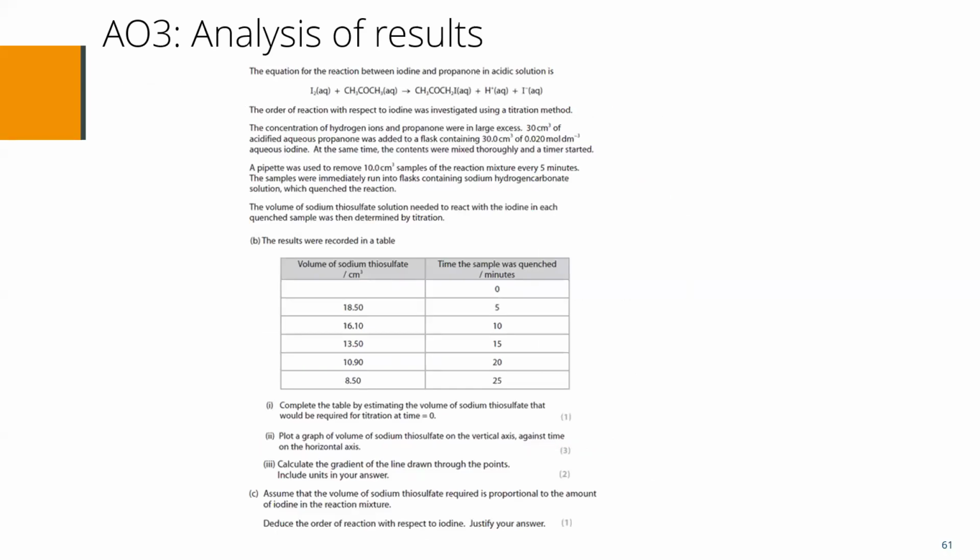There's another analysis of result question. Again, don't bother reading through the whole of this, but basically, they've got to complete the table, then they've got to plot a graph, then they've got to calculate the gradient of the graph, including units in their answer, and then they've got to assume the volume of sodium sulfate required is proportional to the amount of iodine and deduce the order of reaction with respect to iodine. So you can see that they've got to analyse the results there.